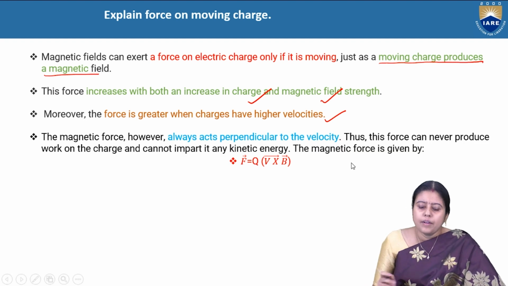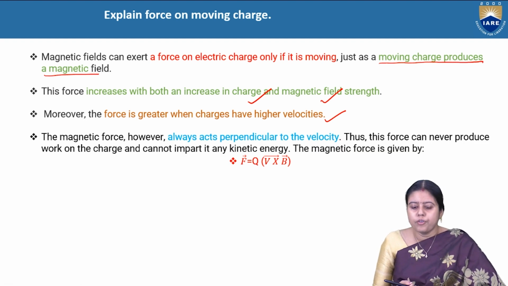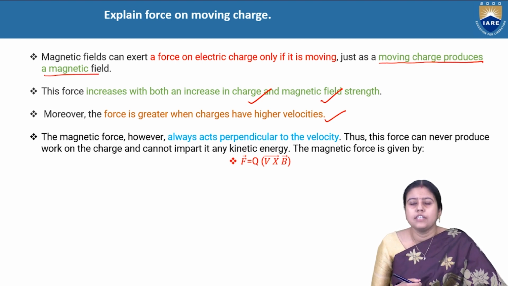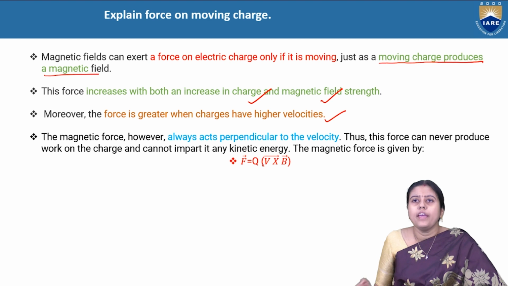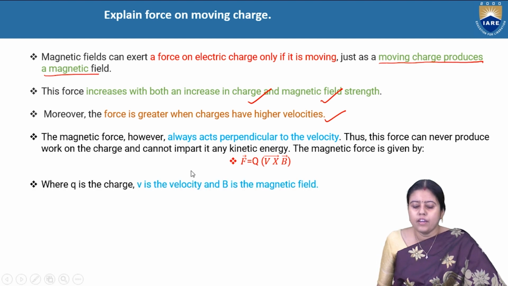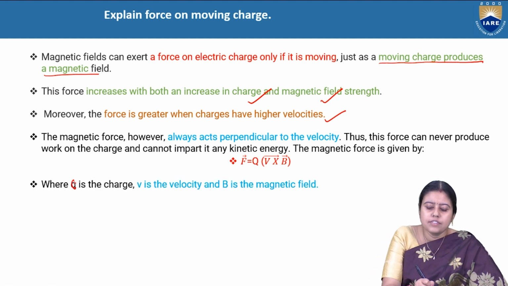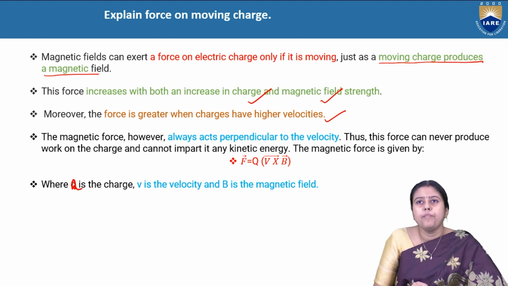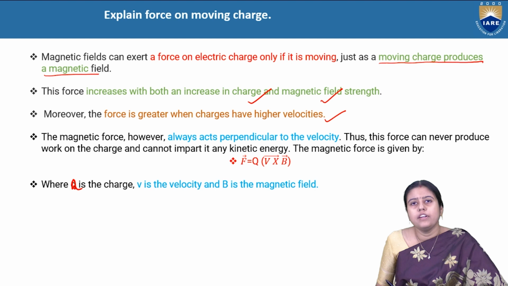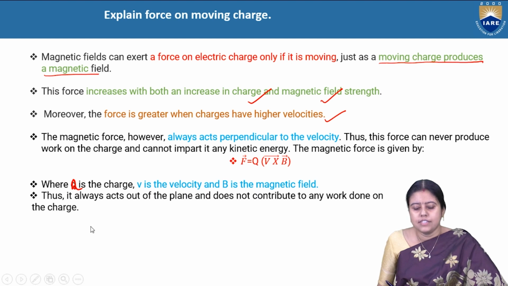And the force, however, always acts perpendicular to the velocity. The direction of the force is always perpendicular to the velocity, and we can write force is equal to Q V cross B, where Q is the charge, V is the velocity, and B is the magnetic field or magnetic flux density.